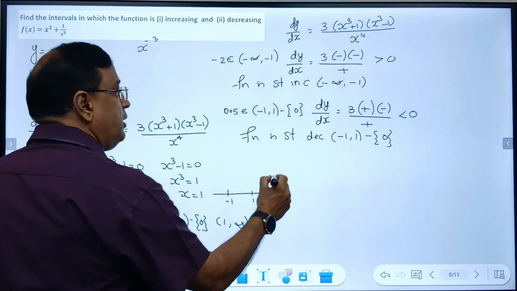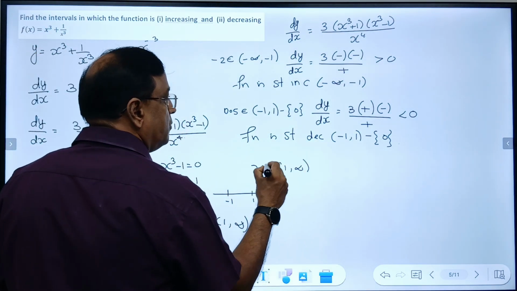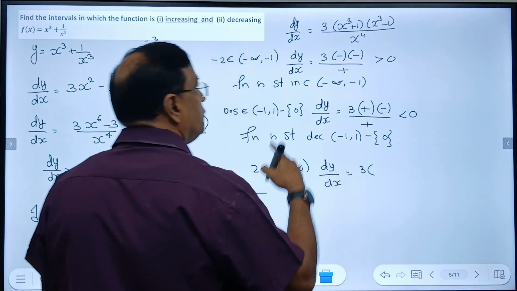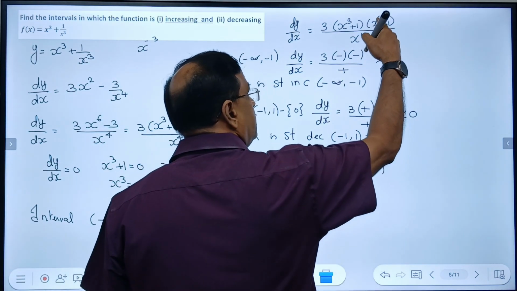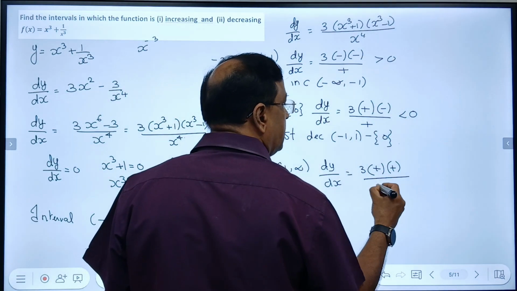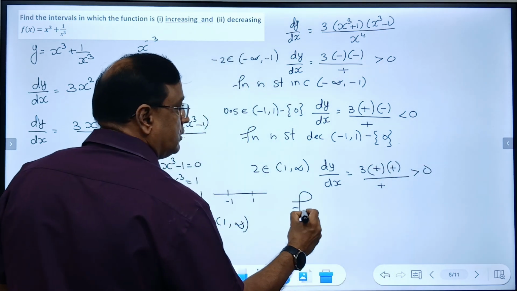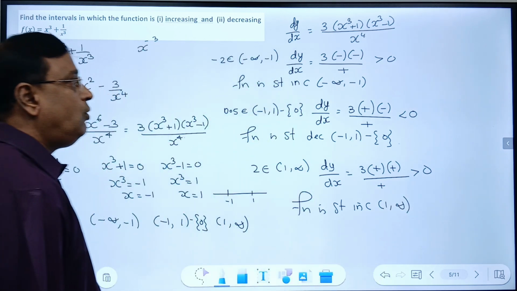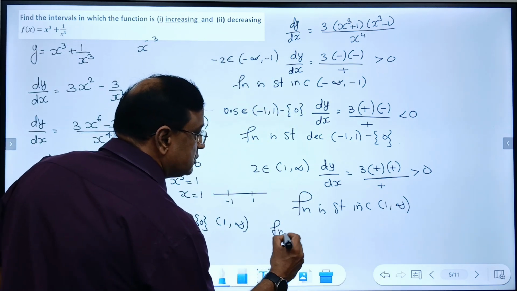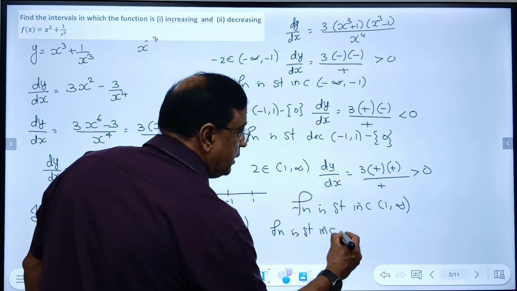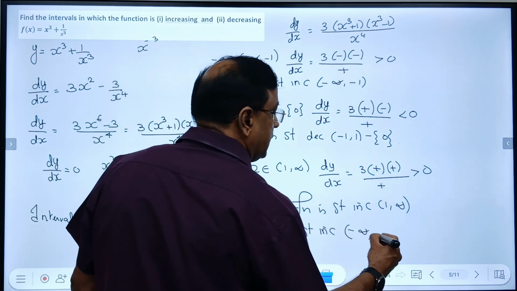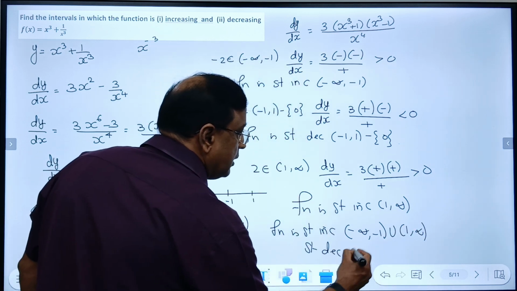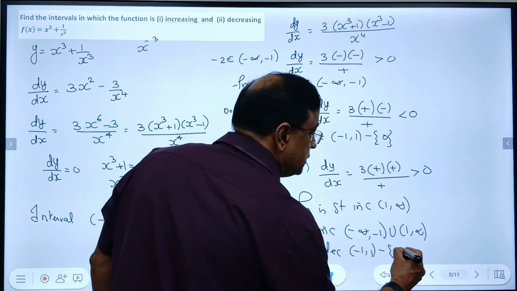Now choose a number between 1 and infinity. I will choose 2. So dy by dx will be 3 times, when I choose 2, it becomes positive, and 8 minus 1 is also positive, divided by positive. Therefore, I can say the function is strictly increasing in (1, infinity). Now, how do I write the conclusion? The conclusion is the function is strictly increasing in (-infinity, -1) union (1, infinity), and strictly decreasing in (-1, 1) excluding 0.